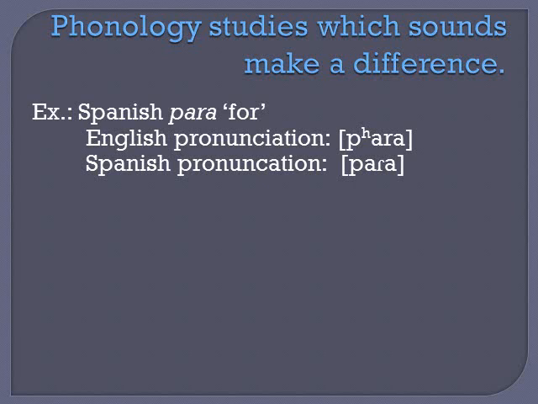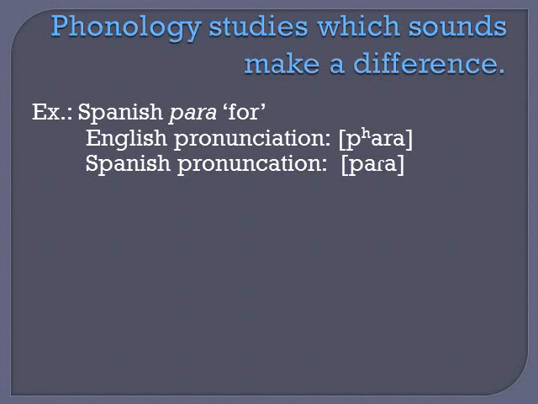So for instance, if you've taken a Spanish class or you walk into a Spanish class and you see the word para, P-A-R-A, which one of its meanings is for, and you're an English speaker, you're probably going to pronounce that word para with an aspirated P, that's what that small h indicates, and a very English sounding R, right? And that's an acceptable pronunciation, but it's going to sound like you're an English speaker. You'll have an English accent.